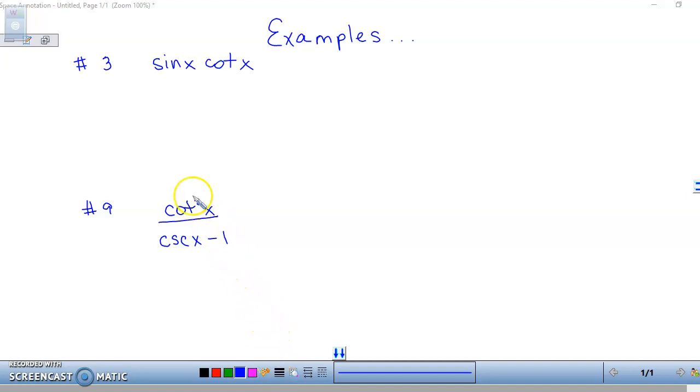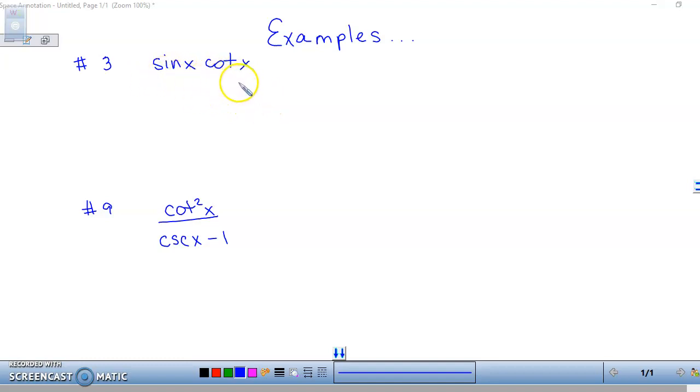All right, here are some examples of how to simplify your trigonometric expressions or identities. So this is number 3 on your green paper. It says sine of x times cotangent of x, and I want to simplify that as much as possible.